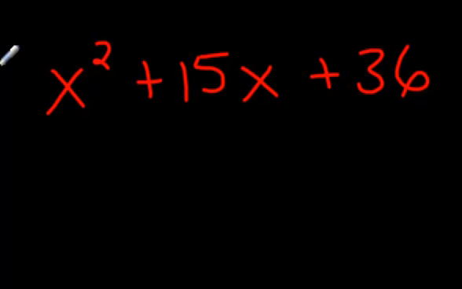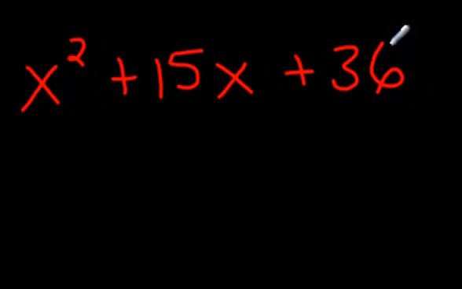Okay, so in our last video, we were dealing with multiplying two binomials together. And if you remember, a binomial is two terms multiplied by another two terms. Well, look how many terms we have here: 1, 2, and 3. This is called a trinomial.